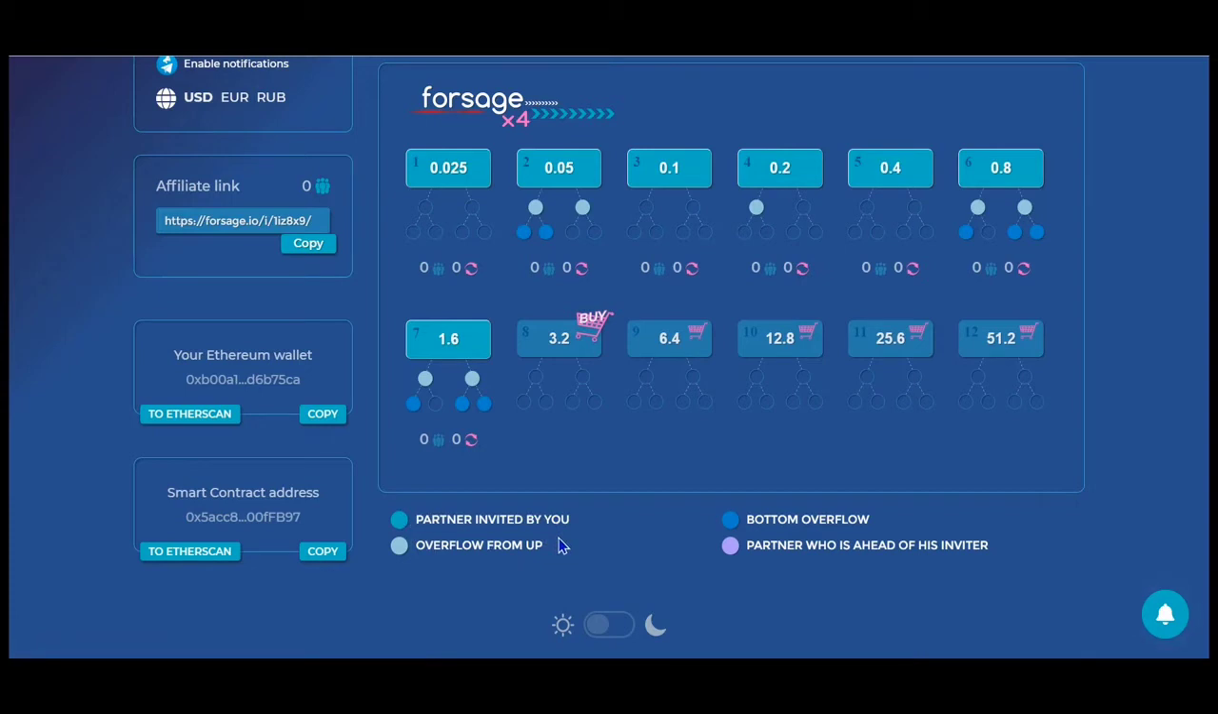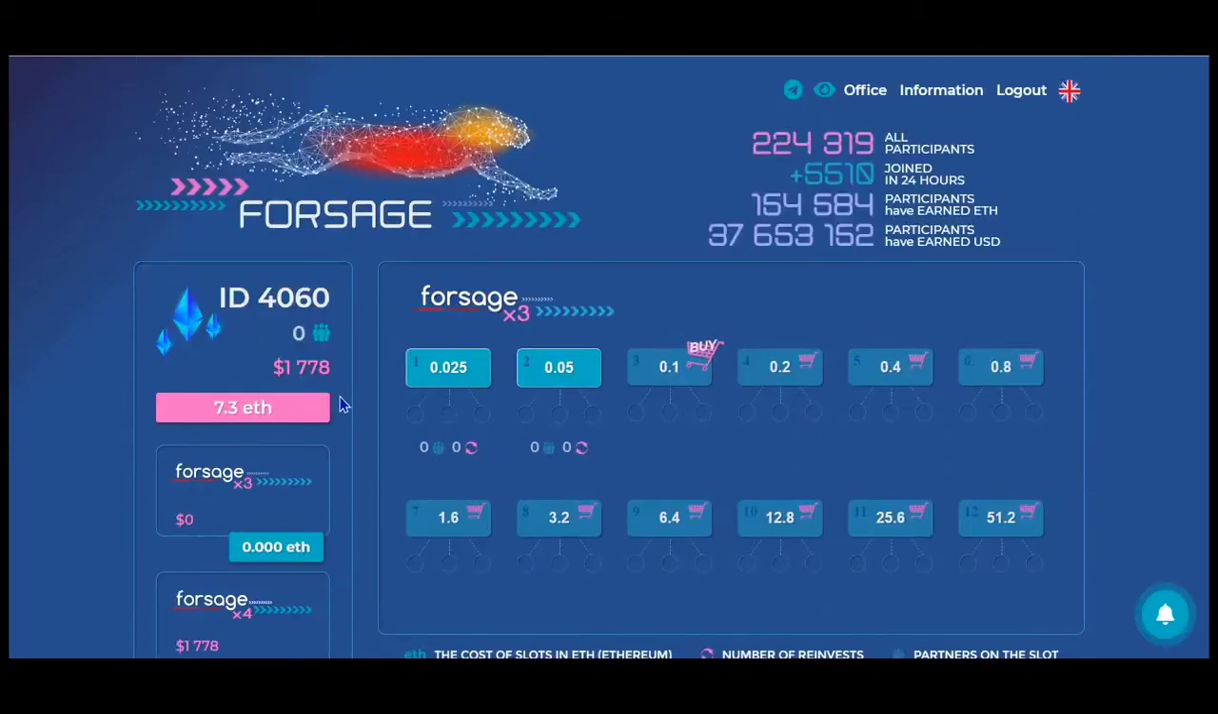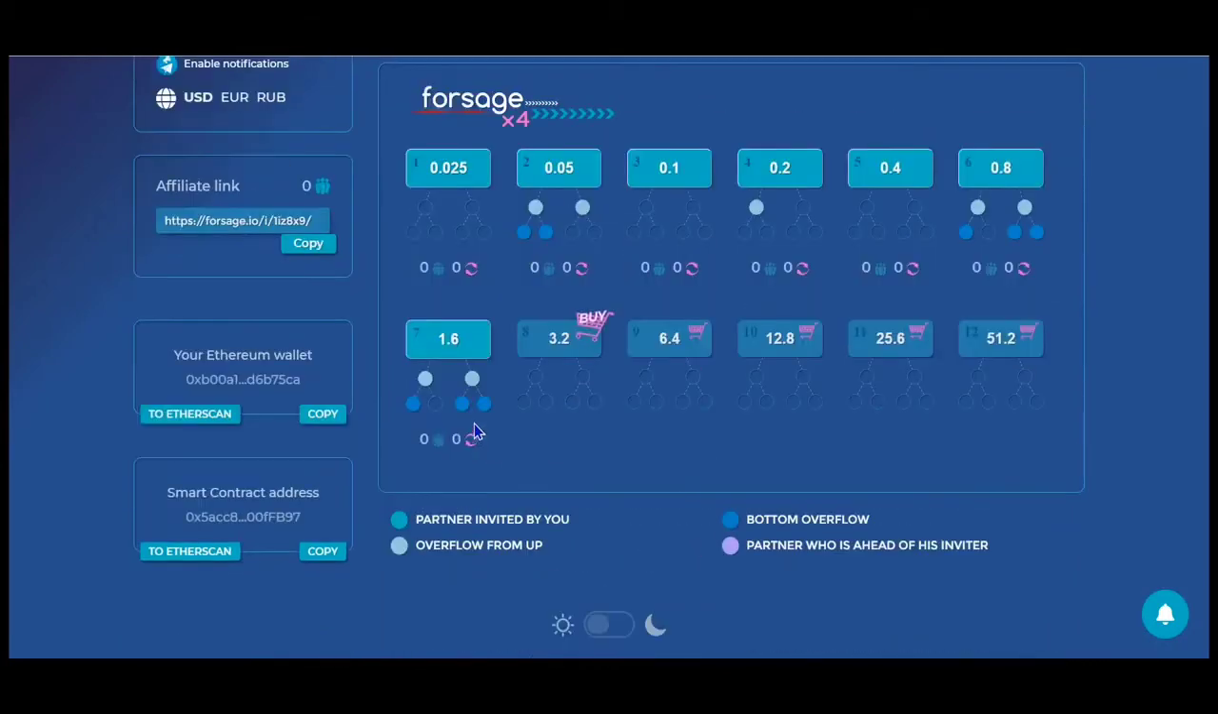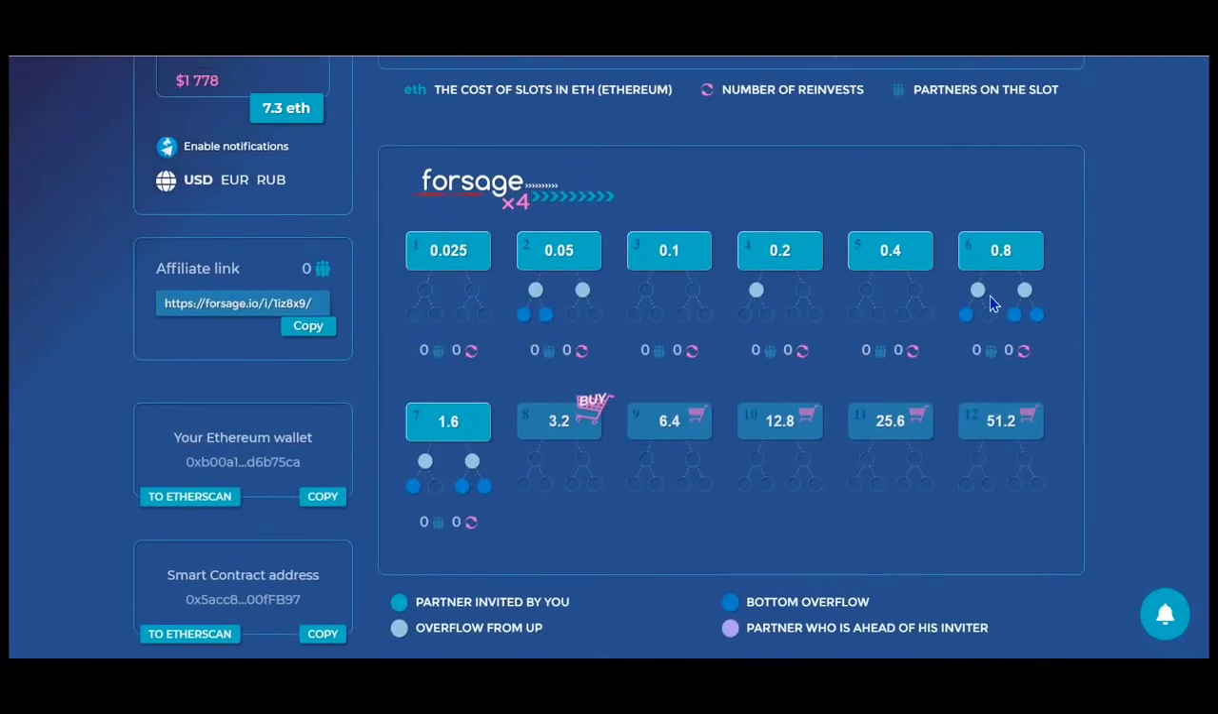So that means they made that much money, $1,778, by overflow from the top and the bottom. Now, what they did have to do, they did have to upgrade and purchase these various positions in order to make this money. If you total that up, they paid about 3.225 Ethereum to purchase these seven positions.